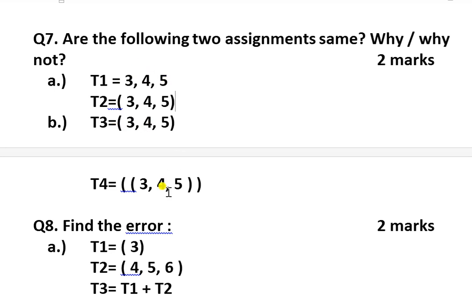Now in this you can also see this one and this one, these are also assignment statements. These two are also correct, because this way also you will create the tuple and this way also. So when you check T3 is equal to T4, it will give you the true value.